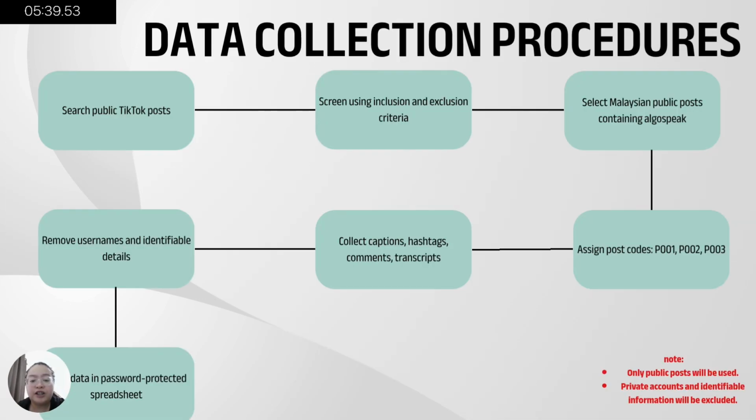For the data collection, I will search public TikTok posts using keywords, hashtags, Malaysian slang, coded expressions, and euphemisms. Then I will screen the posts using the inclusion and exclusion criteria. Selected posts will be coded as P001, P002, and P003. Captions, hashtags, comments, and transcripts will be collected, while usernames and identifiable details will be removed.